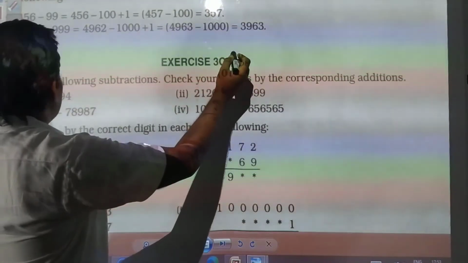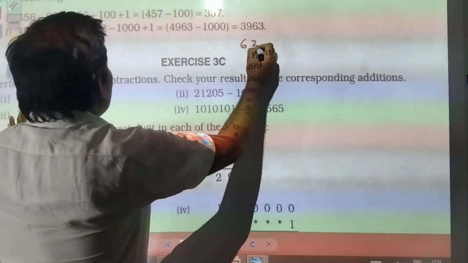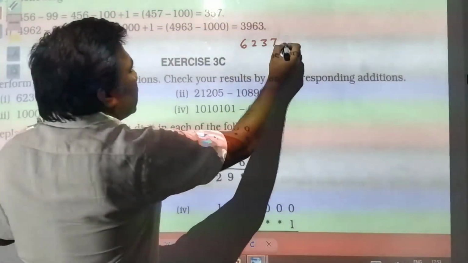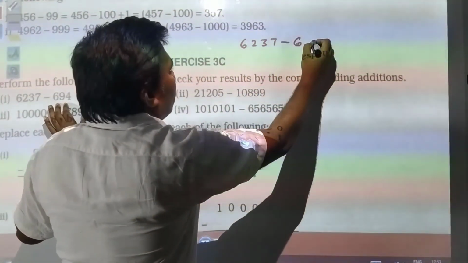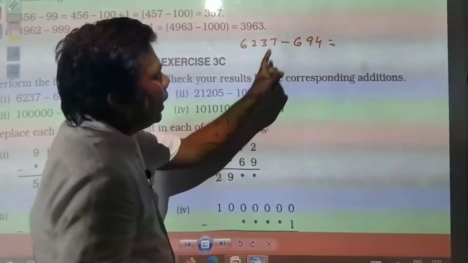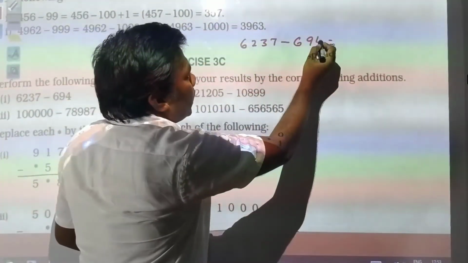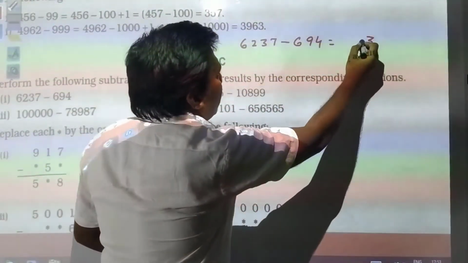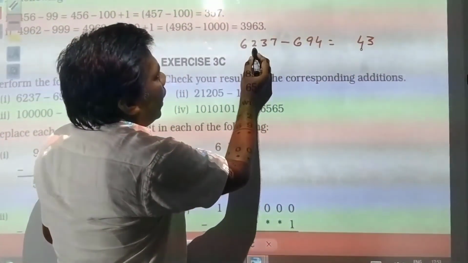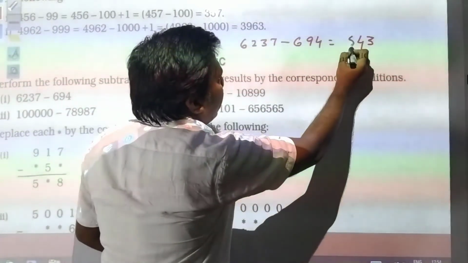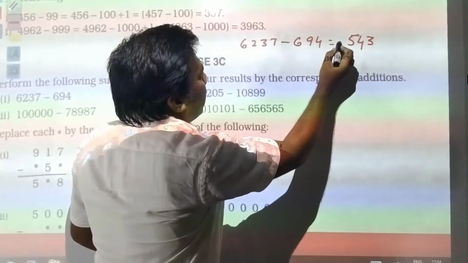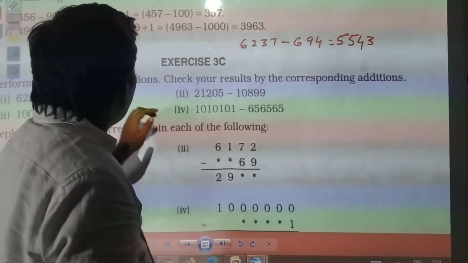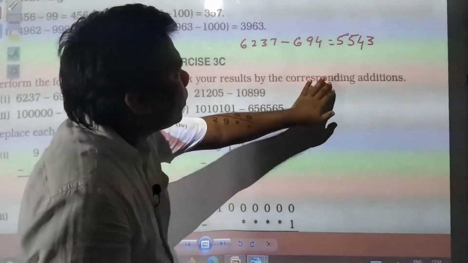So first question you see, suppose you have 6237 minus 694. So what you will get? 7 minus 4, you will get 3. 13 minus 9, you will get 4. 11 minus 6, you will get 5. And here you will get 5. 5543.